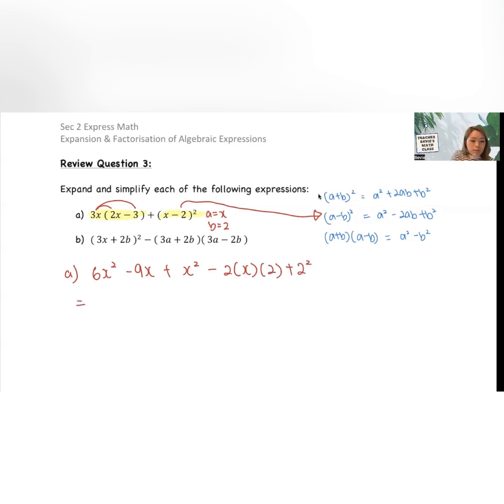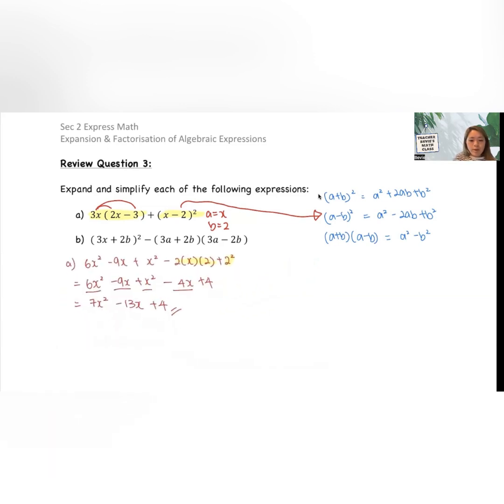From here, all I have to do is to simplify this portion and this part over here, and I can actually add them up already. So minus 2 times x times 2 gives me 4x, and 2 squared is 4. Now that I'm done with all the expansion, I can add up all the like terms together. I have 6x squared and x squared, that gives me 7x squared. Minus 9x and minus 4x gives me minus 13x. And I only have one constant term, which is 4. This is my final answer for part A.